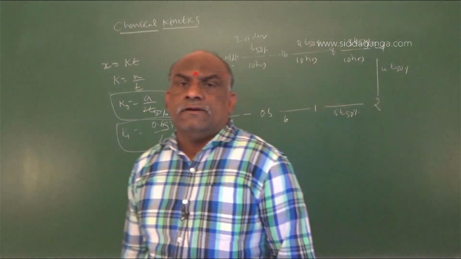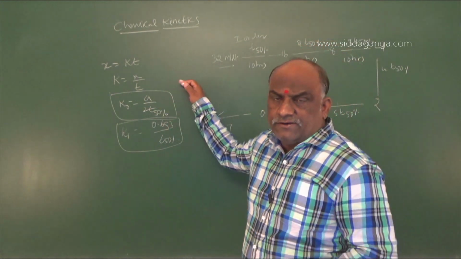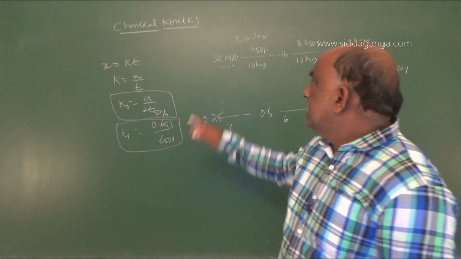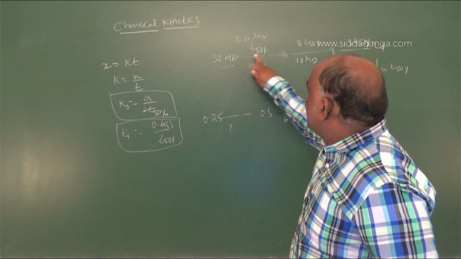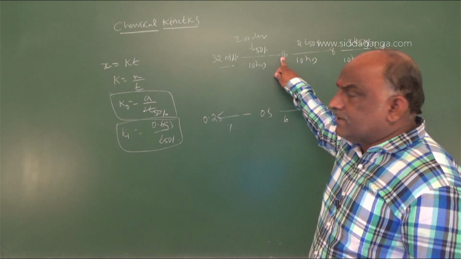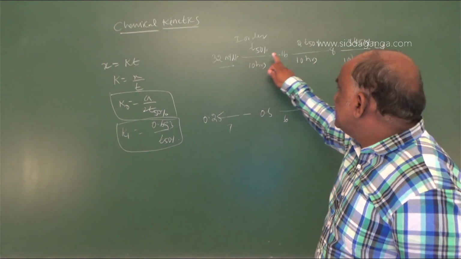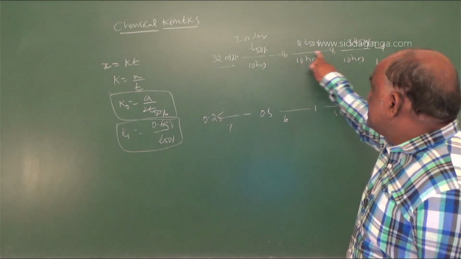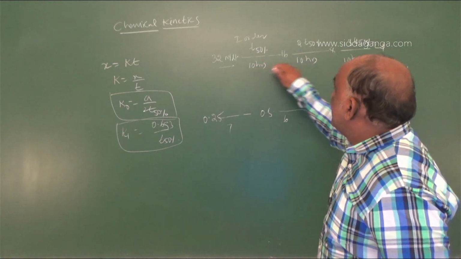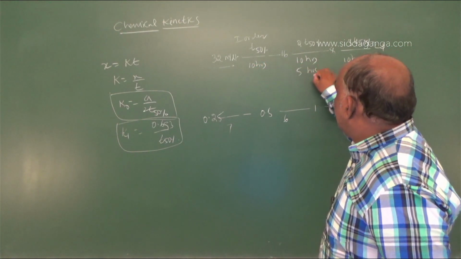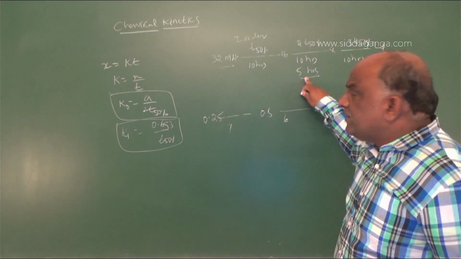This is first order. Suppose the same conversion we apply for zero order. 32 to 16 takes 10 hours; the concentration becomes half. Second conversion, 16 to 8, again it becomes half, then the time is also reduced to half. Understood this point? This is a very, very important logic.